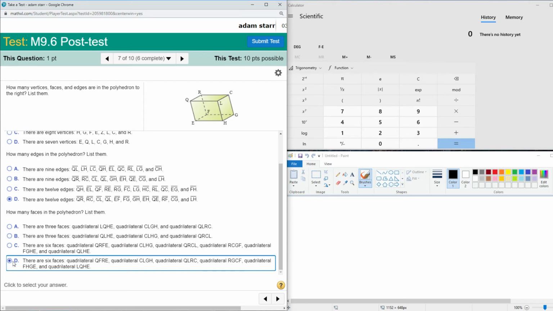But if I look at my choice D with the first 4, I have QFRE. If I look at that face, it's Q and then F. You see how Q and F do not connect? There is no edge to connect them. That's how I know it is not my choice D and it is my choice C, where they are all connected edges.